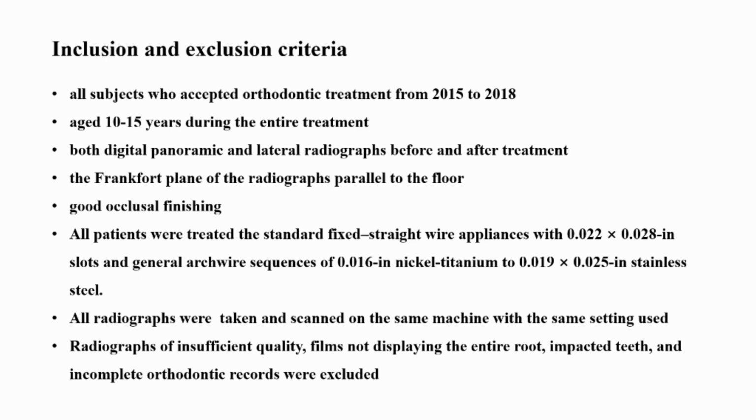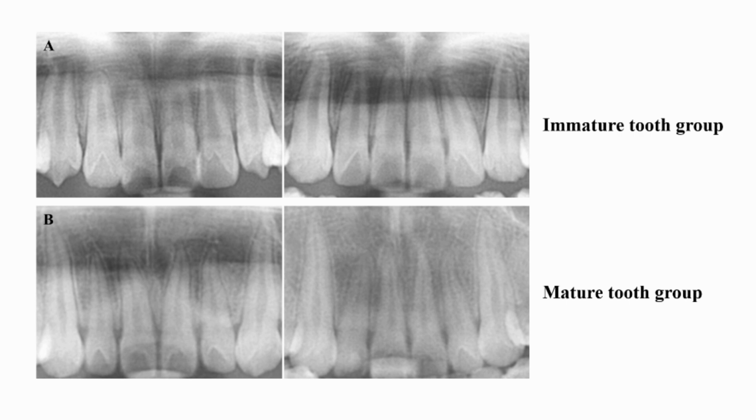We selected a sample of 524 patients aged from 10 to 15 years, following the inclusion and exclusion criteria. For each subject, digital panoramic and natural radiographs were collected before and after treatment. Then the included cases were further divided into an immature tooth group and a mature tooth group, according to the formation of all maxillary central incisor apices, both before and after treatment.